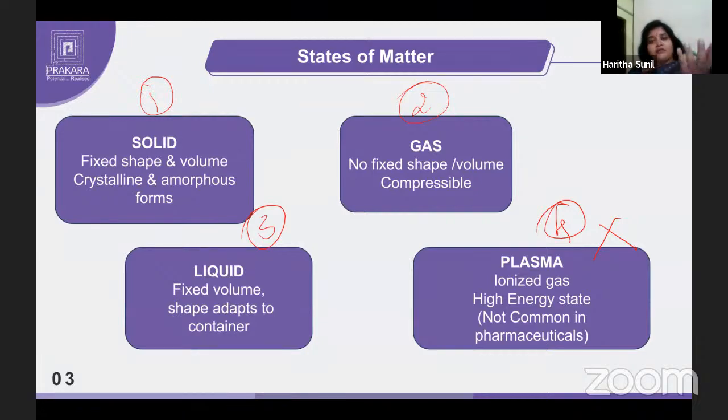Here solids are characterized by a fixed shape and volume because of the tightly packed molecules in a structured arrangement. And we have two types of solids here, crystalline as well as amorphous forms. Crystalline forms are nothing but molecules arranged in a well-defined and orderly pattern, which we call a lattice arrangement.